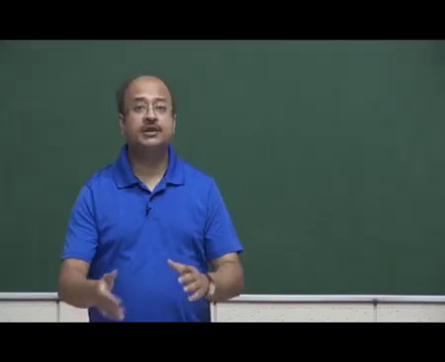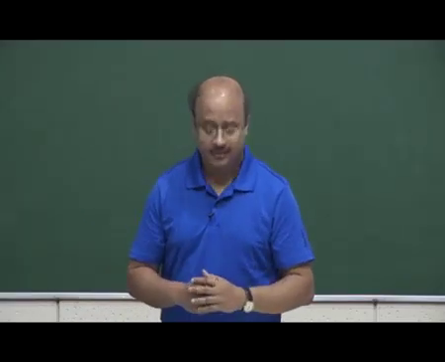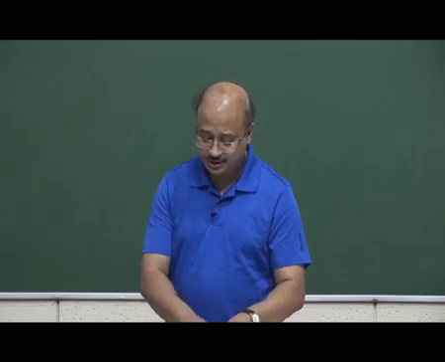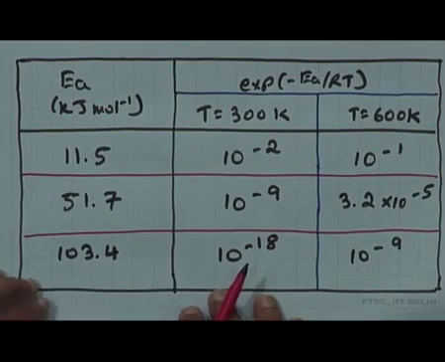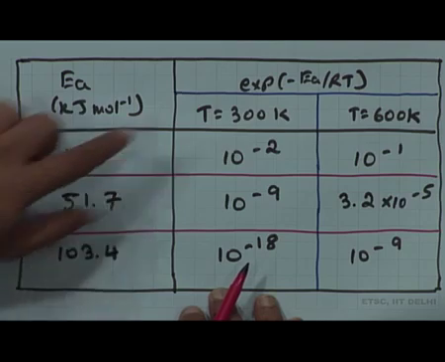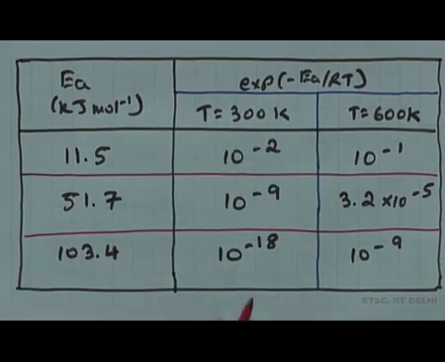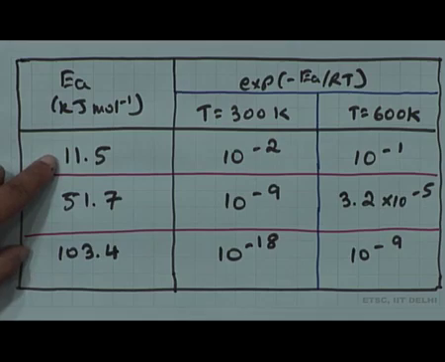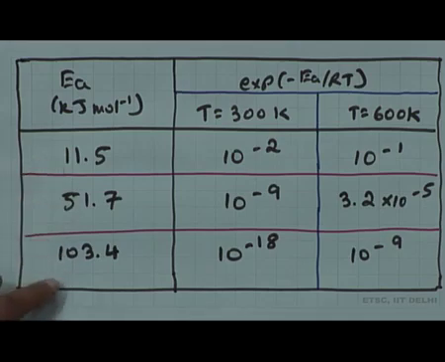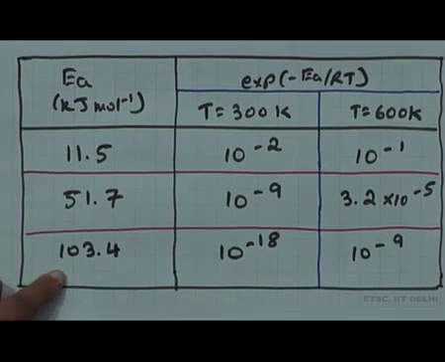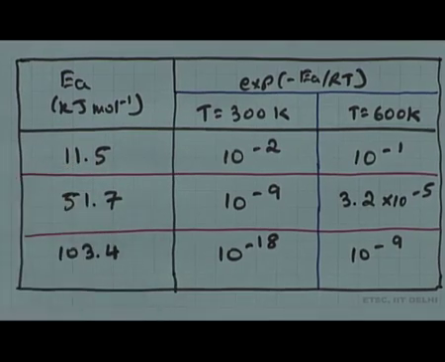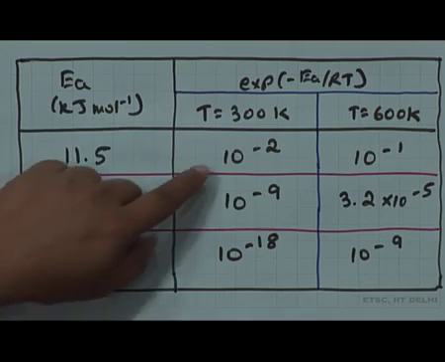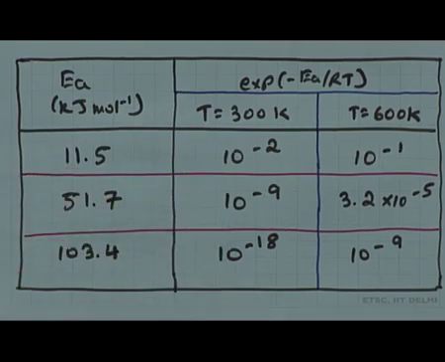Now let us take the example of the 300 Kelvin column. See what has happened. At 11.5 the exponential factor is 10 to the minus 2. The moment you increase your activation energy by close to 10 times, it is not exactly 10 times, 10 times would have been 115, but 103.4 is close, you see the extent to which this exponential factor has changed.